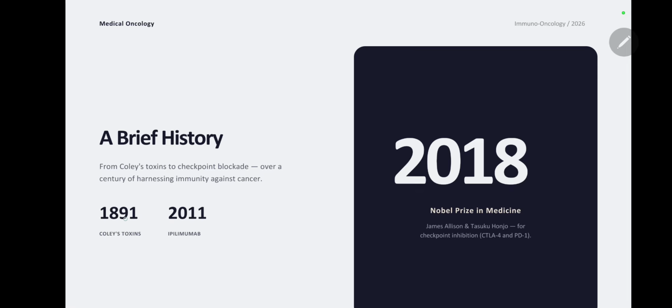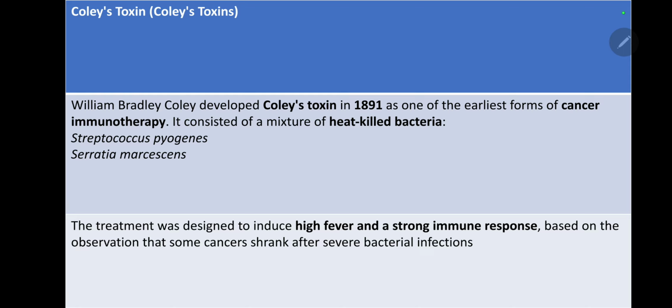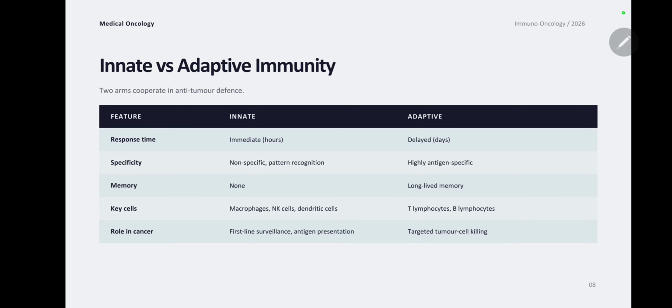So after Coley's toxin in 1891, things continuously increased and changed day by day. In 2011, ipilimumab was made. In 2018, the Nobel Prize in Medicine went to James Allison and Tasuku Honjo for the development of the checkpoint inhibitors CTLA-4 and PD-L1 agents. Okay. So after that you know the basics of the history of immune therapy.